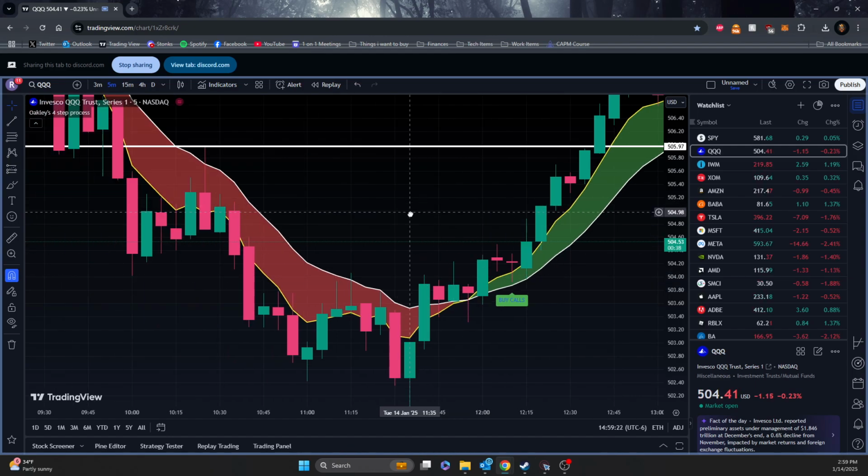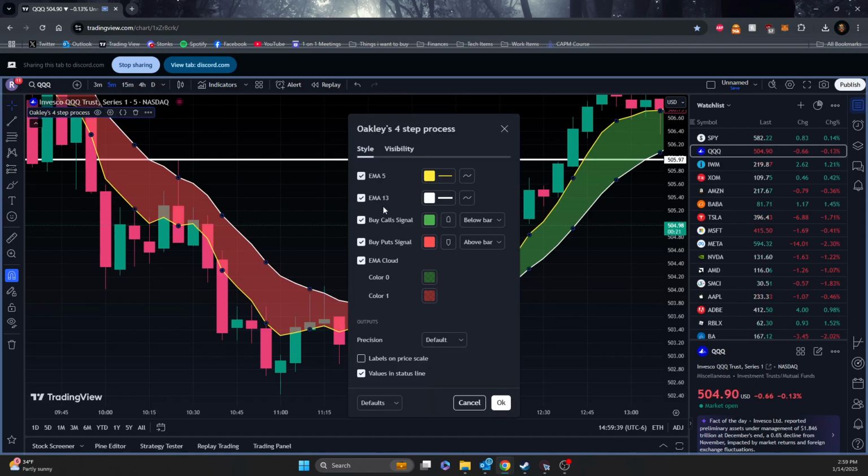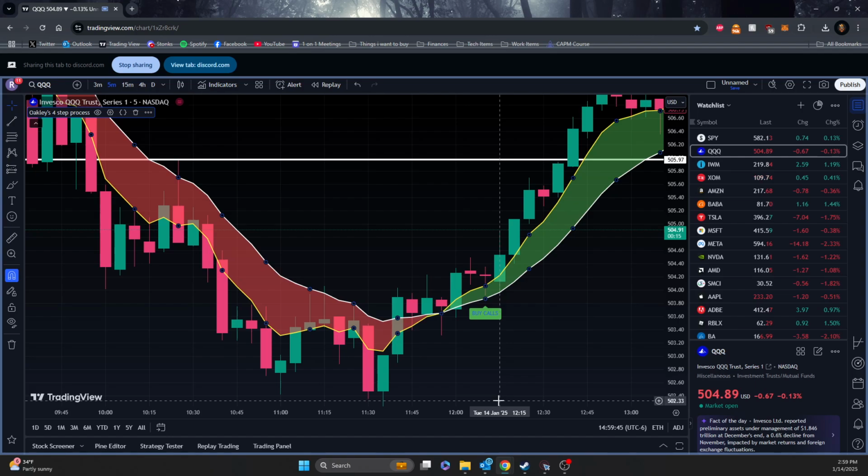So what is this indicator? It is more or less just an EMA momentum tracker, plain and simple. It uses the 5-day EMA and the 13-day EMA, and I can show you here. The 5-day is going to be your yellow. The 13-day is going to be your white. And that's it. There's only two EMAs on this, right? It's just the 5 and the 13. It's what I've used forever.